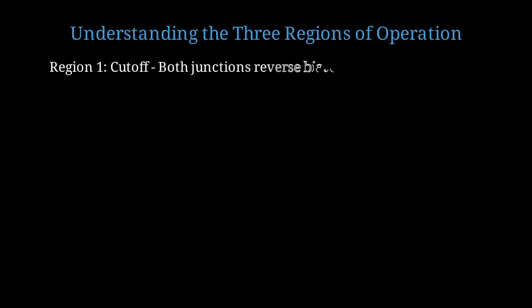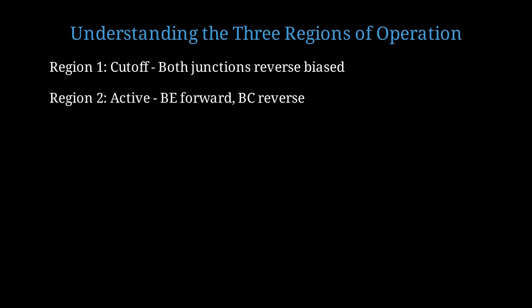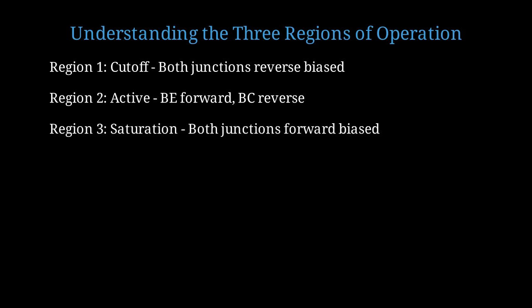For a bipolar junction transistor, there are 3 distinct regions of operation that Shockley identified mathematically. In cutoff, both the base emitter and base collector junctions are reverse biased. Almost no current flows. The transistor is off. In active mode, the base emitter junction is forward biased and the base collector is reverse biased. This is the normal amplification region. Current gain is maximum here. In saturation, both junctions are forward biased. The transistor is fully on. The collector current is limited by external resistors, not by the base current.